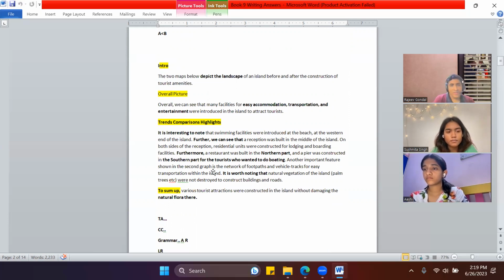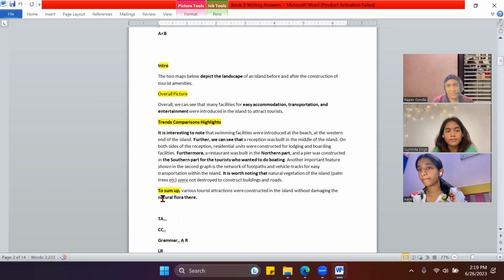Now this part is optional. Various tourist attractions were constructed in the island without damaging the natural flora. Now see, look at this. Various tourist attractions were constructed. Is it not the same as facilities were added for transportation and everything? Can you see a bit of repetition in overall picture and summary?